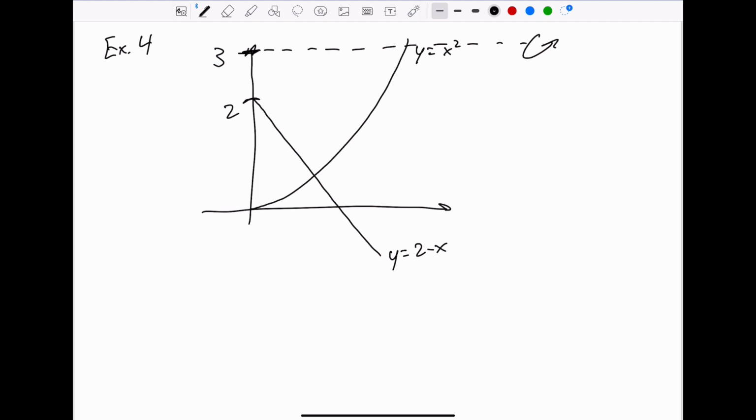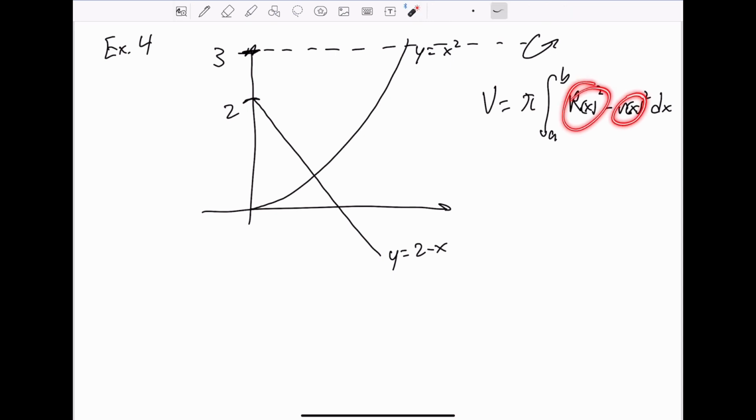We have a hollow section here. If we can imagine taking this two-dimensional region and rotating around this line, we have a hollow component in here. And so we need to use the volume formula for 2 radii. Since we're rotating around a horizontal line, we use x as our variable for integration. So the volume formula will be pi times the integral from a to b, capital R of x squared minus small r squared dx.